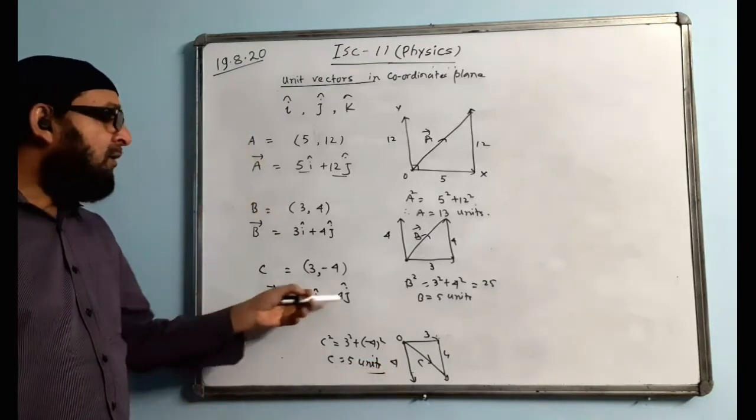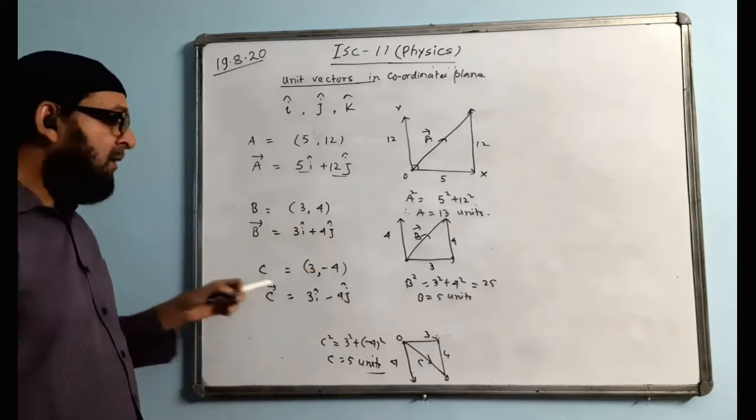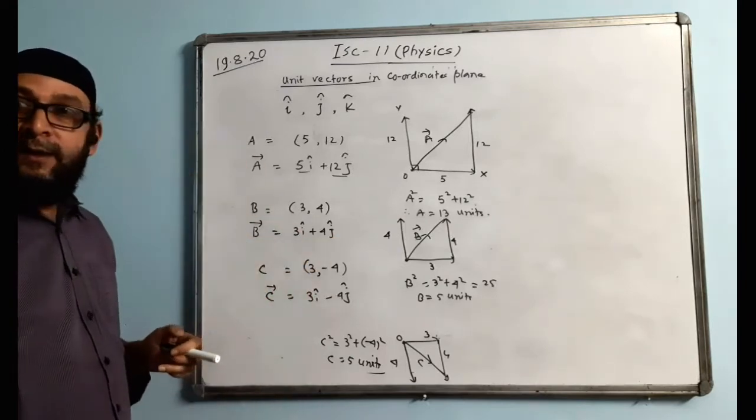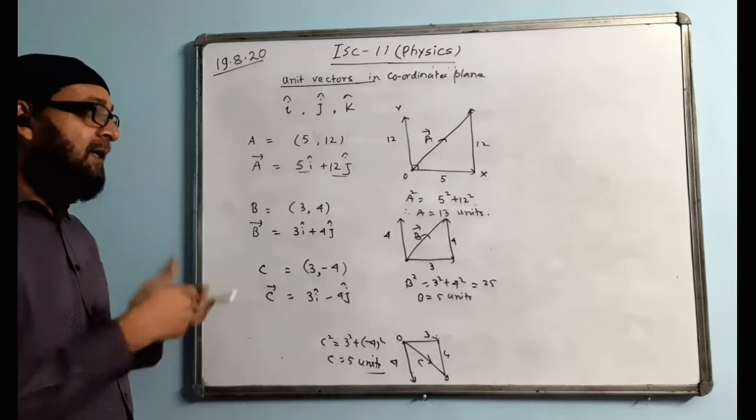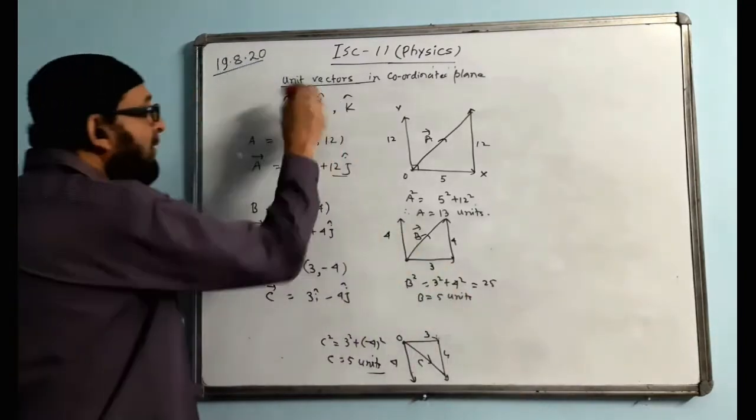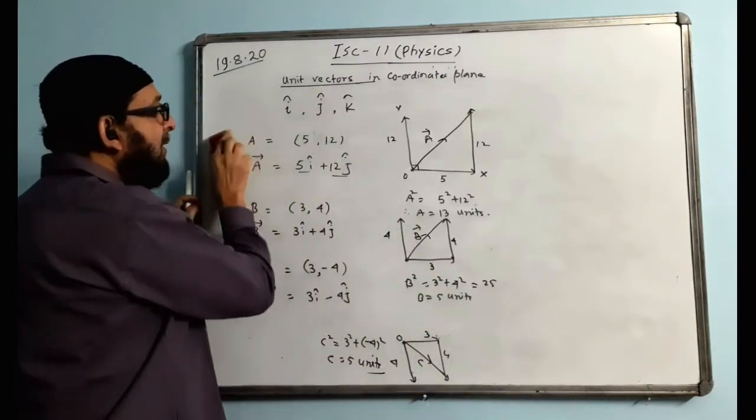So this will tell you the direction. i means along the x-axis, j means along the y-axis. If it is k, it is along the z-axis. So this is how we take the unit vectors and find their magnitudes.